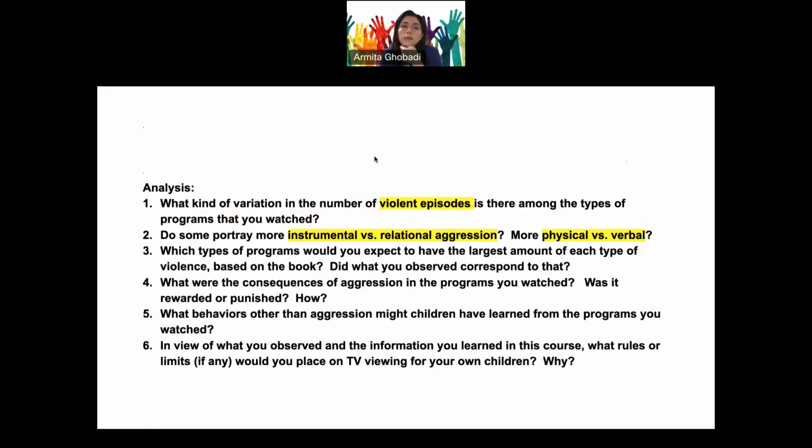The analysis part is just answering all of these questions and making sure you address all of them. So if you don't have a child and you are so interested in social development, go for that. That's totally fine with me, but you have to address all of these 6 questions.